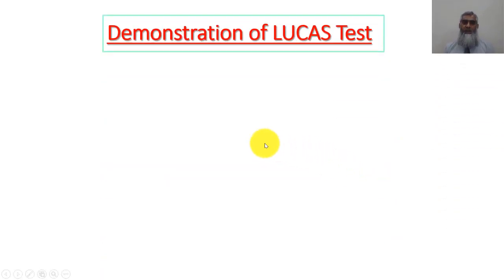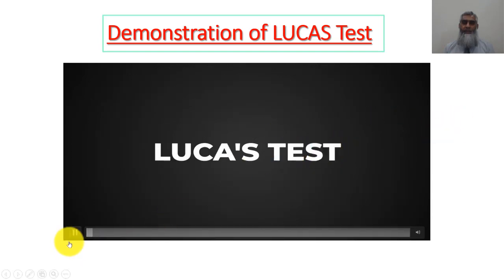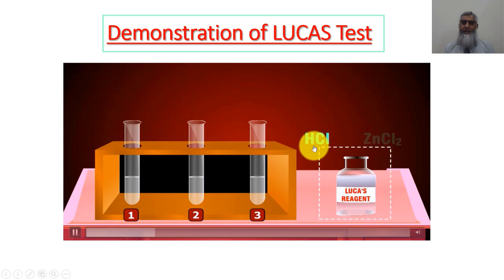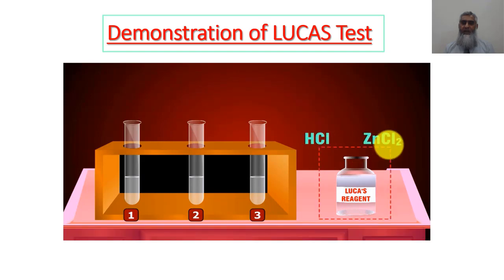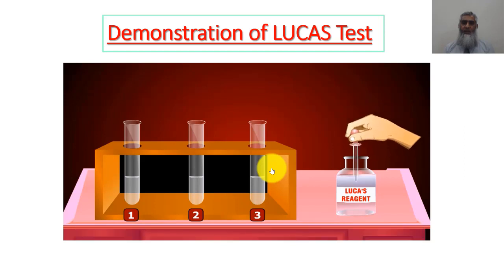Let me explain the demonstration of the Lucas test with an experiment. For identification of different alcohols, we have to use some Lucas reagent. And what is Lucas reagent? It is concentrated HCl in presence of anhydrous zinc chloride. Here are 3 different test tubes containing different alcohols: primary, secondary and tertiary alcohols.